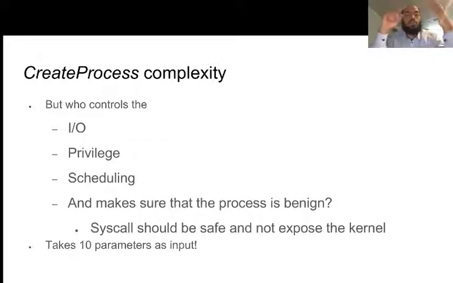So what files is this new child allowed to touch and to change? You need to control the privileges. Can this child process create new children, for example? So you can have grandchildren for the parent process.